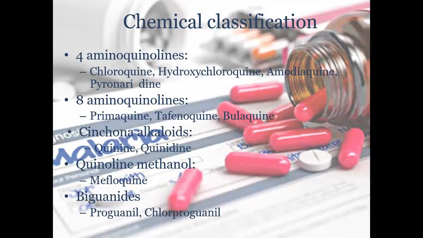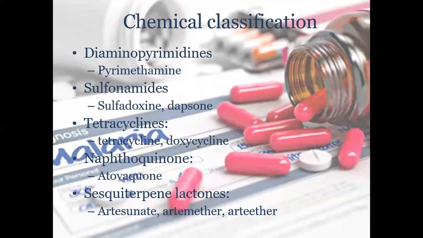Previously, you have already learned the chemical classifications, like 4-aminoquinolines. Under 4-aminoquinolines: chloroquine, hydroxychloroquine, amodiaquine, etc. And 8-aminoquinolines: primaquine. Cinchona alkaloids: quinine, quinidine. Quinoline methanol: mefloquine. From biguanides: proguanil, chlorproguanil. Then diaminopyrimidines: pyrimethamine. Sulfonamides: sulfadoxine and dapsone. From tetracyclines: doxycycline. Naphthoquinone: atovaquone. And sesquiterpene lactones like artemether, artesunate, etc.